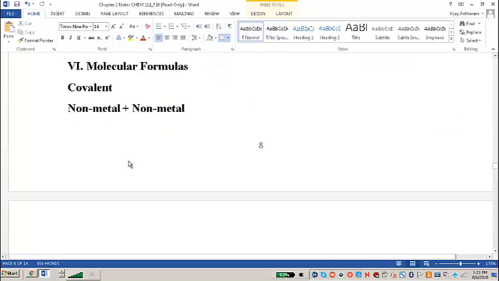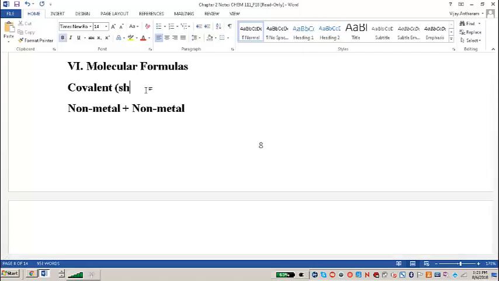All right, moving on, non-metal versus non-metal. Remember the examples we gave above: glucose, C6H12O6, carbon dioxide, CO2, H2O, water. Okay, those are going to be non-metal with non-metal. This is sharing. Okay, sharing. So sharing electrons means double bonds, triple bonds, or even single bonds.